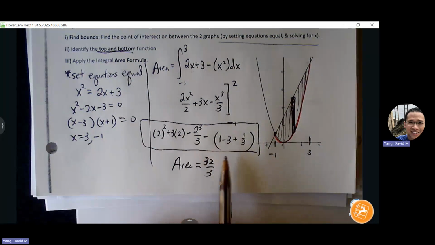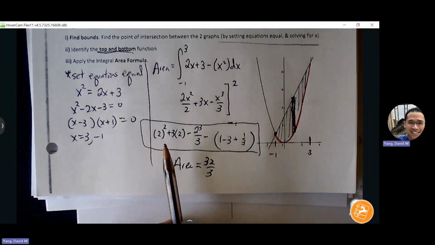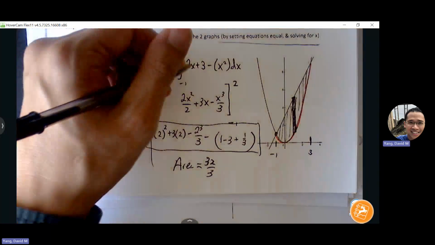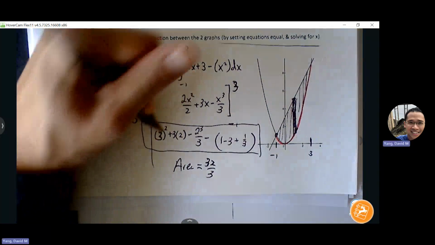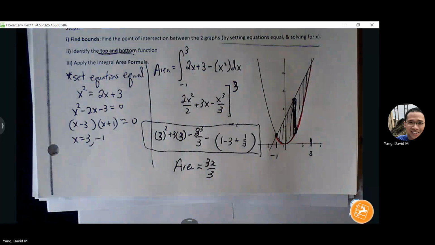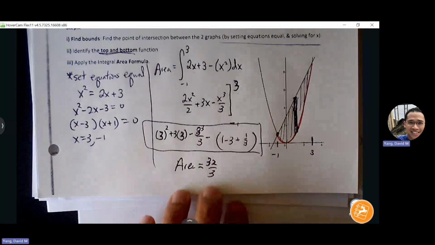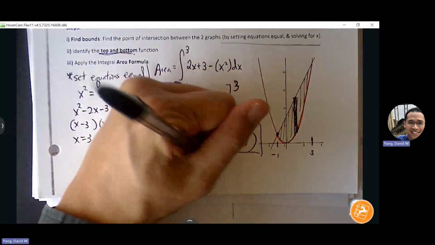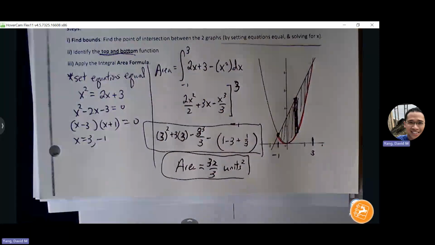Did you mean to put 3? Oh, sorry. Did you mean to put 3 instead of 2? Did you change the? Oh, sorry. Yeah, this should be 3. Thank you. 3 square root of 3 times 3. Yeah, you can leave your answer in unsimplified form, but for now we can say 32/3 units squared to remind us that this is an area unit.